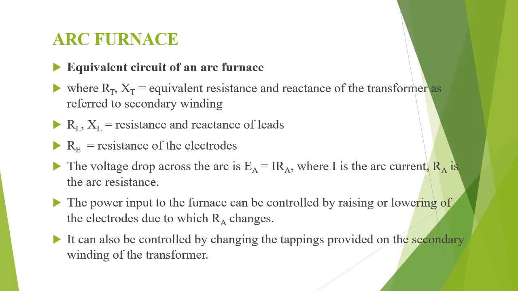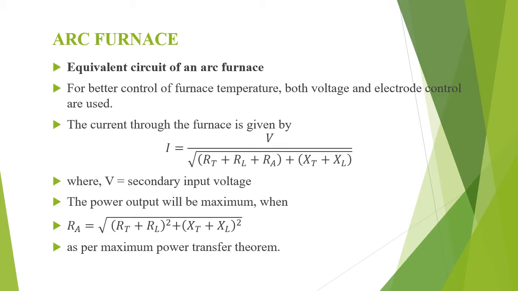The power input to the furnace can be controlled by raising or lowering of the electrodes, due to which resistance of the arc changes. This can be also controlled by changing the tappings provided on the secondary winding of the transformer. For better control of the furnace temperature, both voltage and electrode control is to be used.